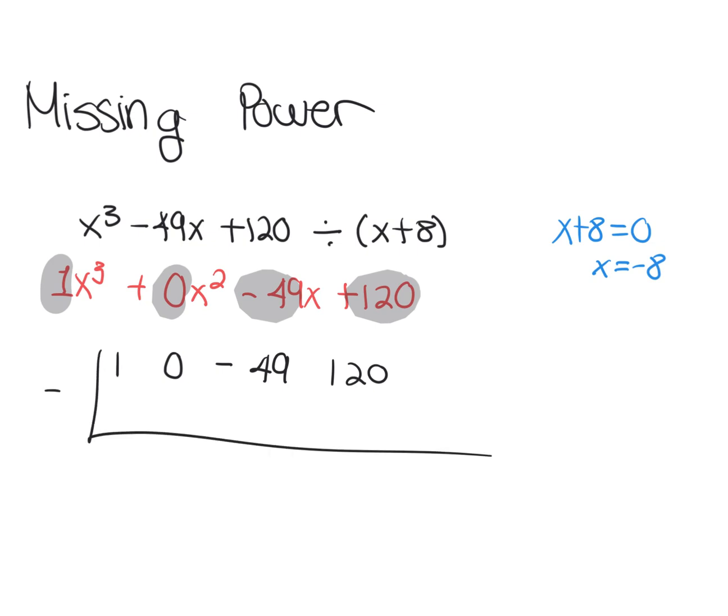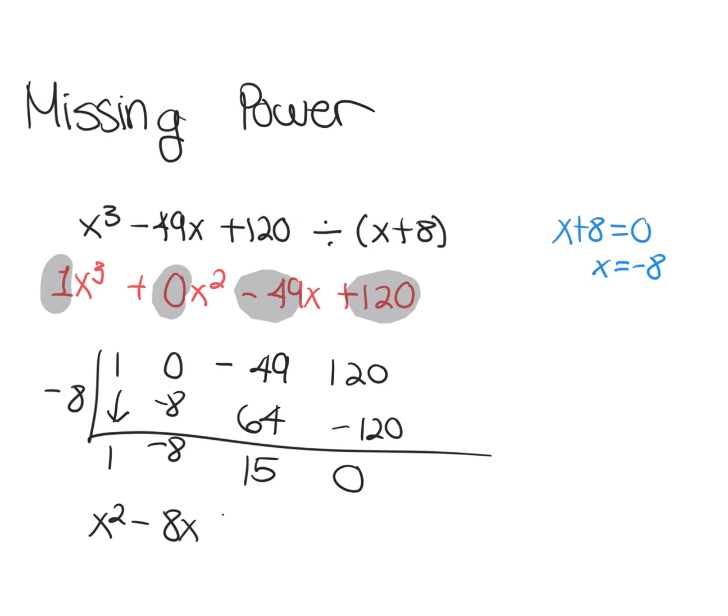So this is required. We bring the 1 down. Negative 8 times 1 is negative 8. 0 plus negative 8 is negative 8. Negative 8 times negative 8 is 64. 64 minus 49 is going to be 15. And then negative 8 times 15 is negative 120. And this cancels. So your final answer is just x squared minus 8x plus 15.